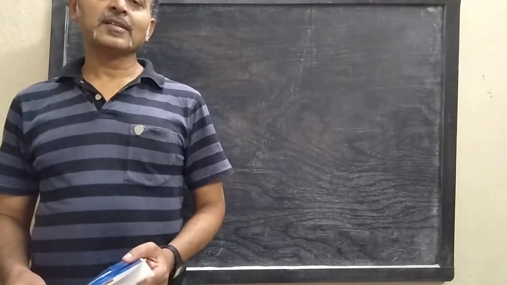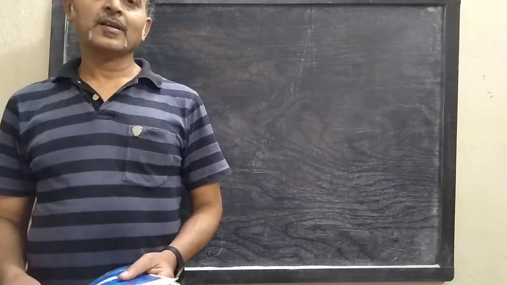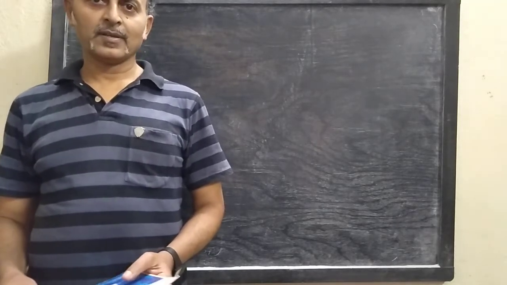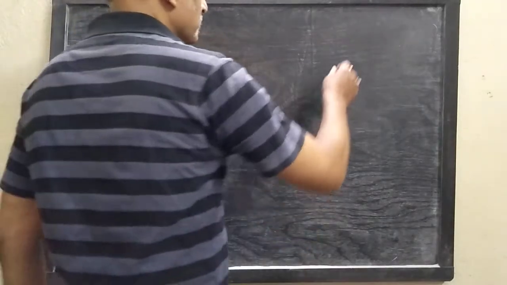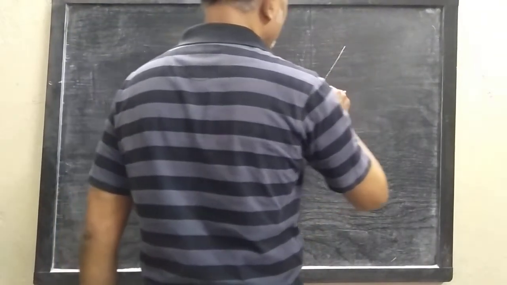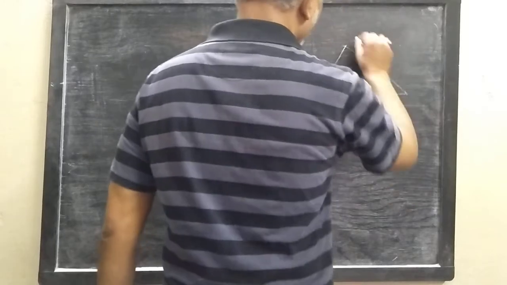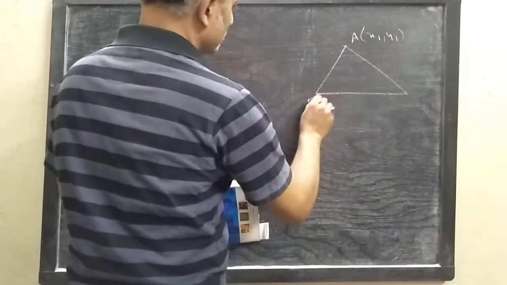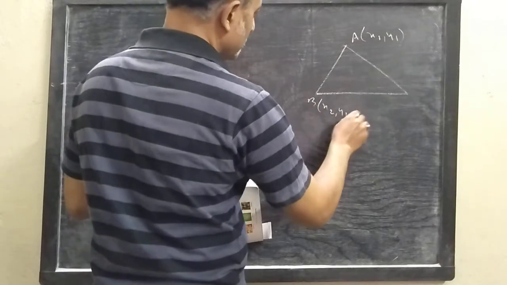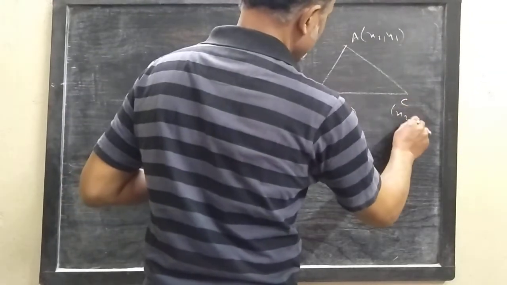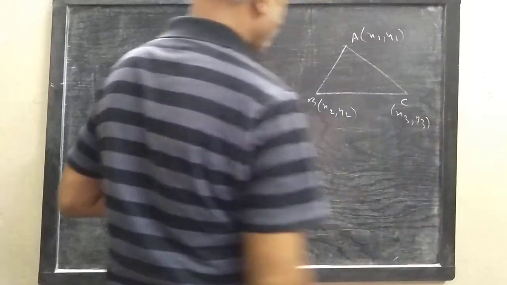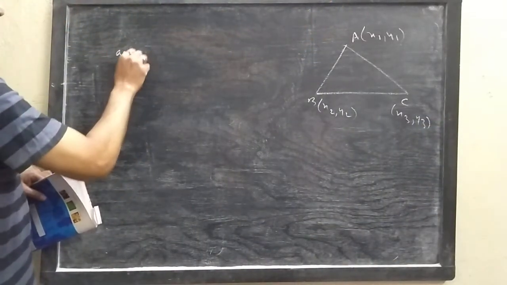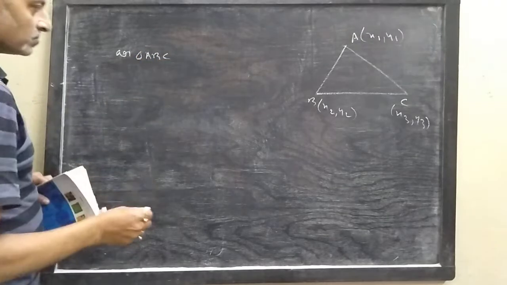We are discussing the chapter coordinate geometry. Today we will start the section area of triangle. Suppose there is a triangle ABC having vertices A, say its coordinates are x1, y1, B, say its coordinates are x2, y2, and C, say its coordinates are x3, y3. Now, the area of the triangle will be given by area triangle ABC.